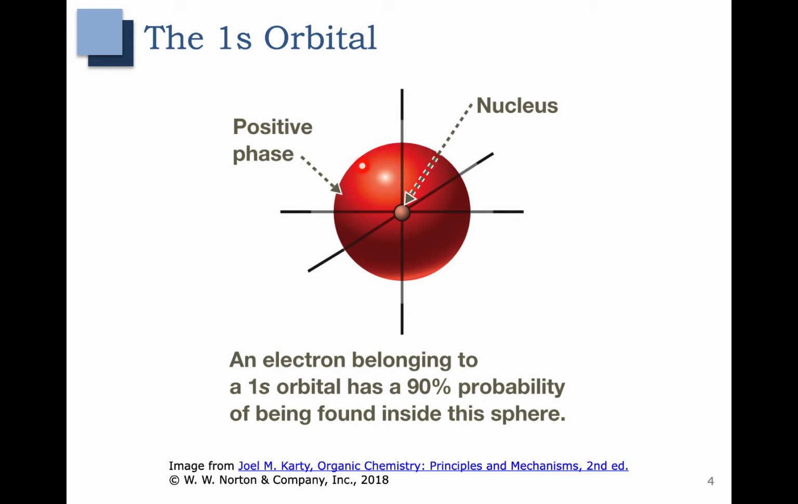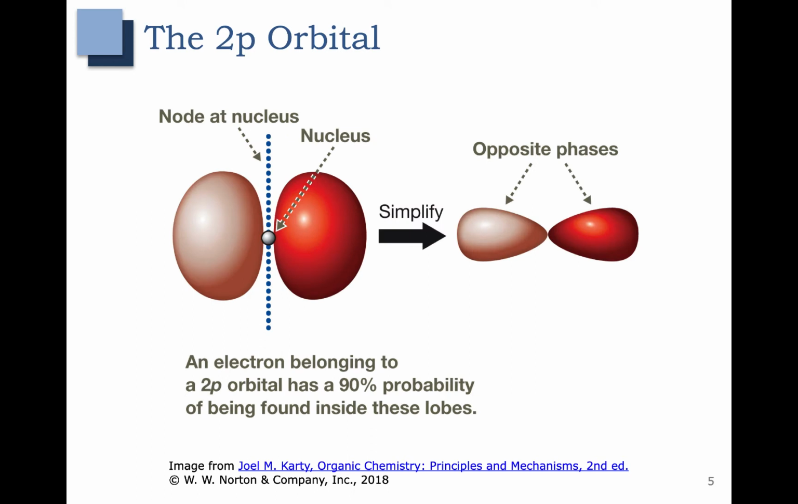Specifically, the electron has a 90% probability of being found inside the sphere. That means that there's a chance it could be outside the sphere, but that's fairly low. The area of the sphere also has a positive phase, and we'll explain what that means in the next slide. Since the shape of the orbital is spherical, every point on the orbital is approximately the same distance from the nucleus. Now let's look at the 2p orbital.